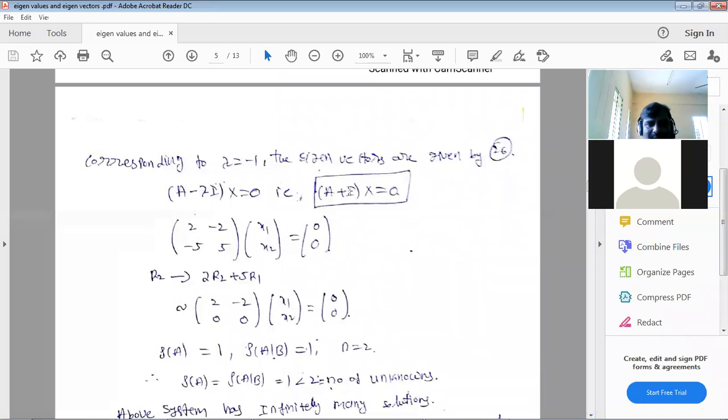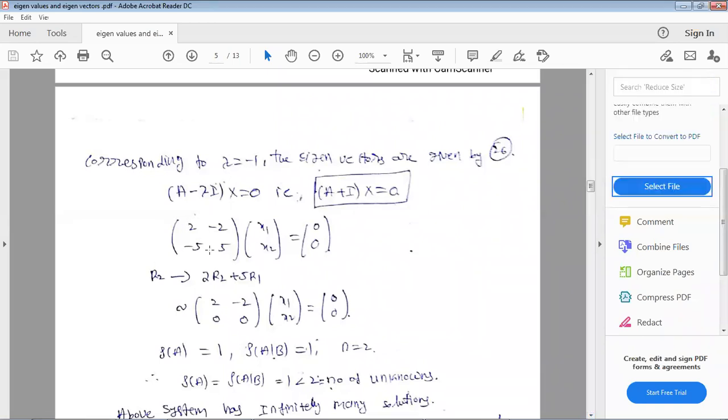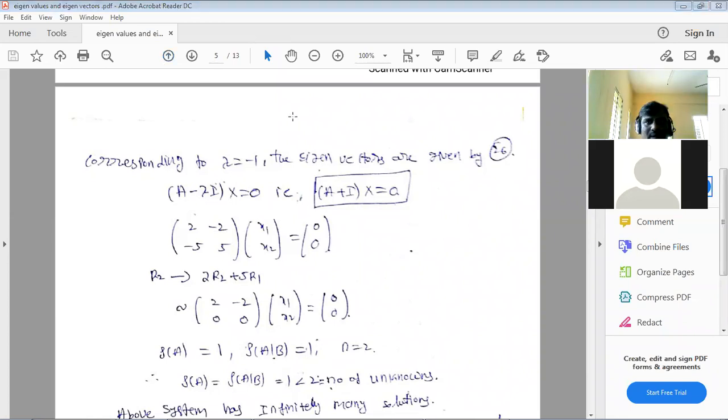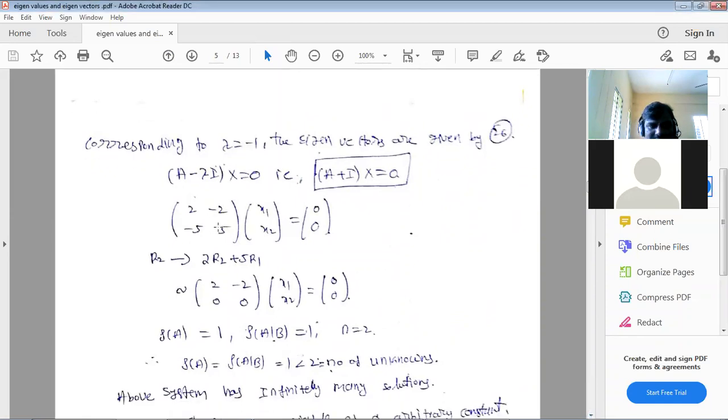After substituting lambda equal to minus 1, I am getting the matrix (2, -2; -5, 5) times (x1, x2) equals (0, 0). Now you have to find the rank of this matrix, converting it into echelon form with the operation R2 goes to 2R2 plus 5R1. Therefore, the matrix becomes (2, -2; 0, 0) times (x1, x2) equals (0, 0).